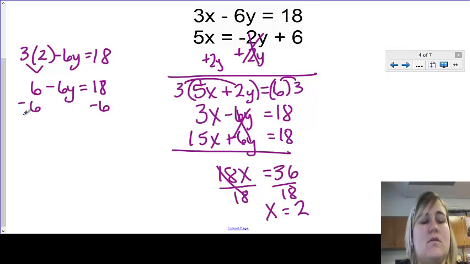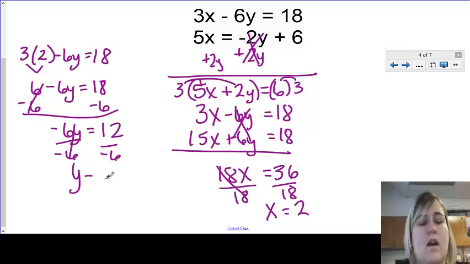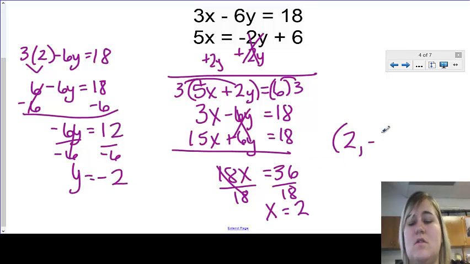Subtract 6 from both sides. Negative 6y equals 12. Divide by negative 6 on both sides. And I'm left with y is equal to negative 2. So my solution is (2, negative 2). Final answer.